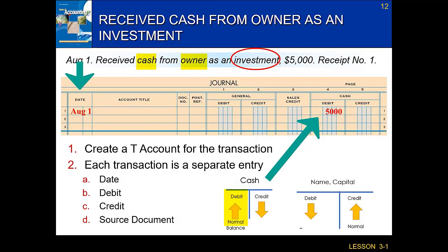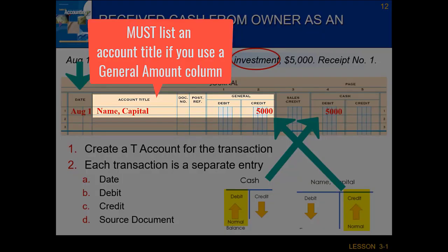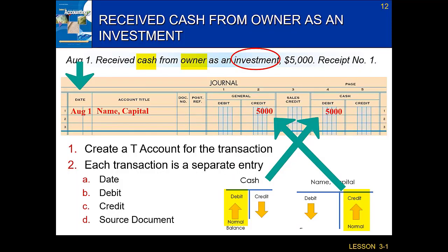Then I'm going to drop in my credit. Well, my second account here was capital. And so I look at the journal, and capital is a general amount column. There is no column titled name, comma, capital. So I'm going to put the $5,000 credit under general. And then if ever I put any dollar amount in general, I have to list the actual account title's name under the account title. So I've written name, comma, capital. And then the fourth thing I'm going to do is put my source document, which is R1 for receipt 1, in the doc number column.